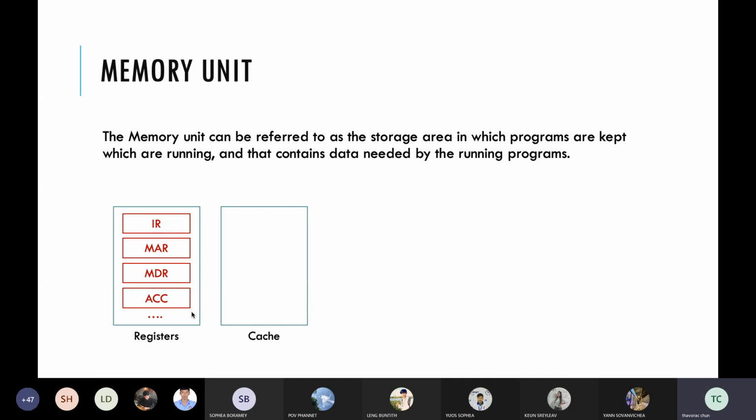After registers, we have the cache. The cache is also considered a memory unit. The cache is a bit bigger than the register and a bit slower than the register, because the cache is sometimes not located inside the CPU. It is close to the CPU, and some levels of cache are located inside the CPU, but mostly cache can be inside the CPU or close to the CPU. So the speed is a bit slower, and the size itself is a bit bigger than the register.